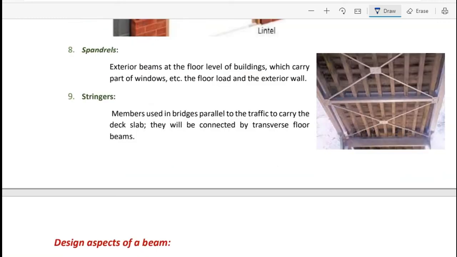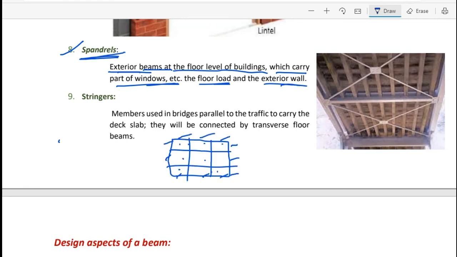And eighth one, spandrels. Spandrels are nothing but the beams at the floor level of the building, but they are the exterior beams which carry part of window loads, floor loads and exterior walls. And what is the last one? Stringers. Stringers are members used in bridges, and they are beams which are parallel to the traffic to carry the deck slab. They will be connected by transverse floor beams.